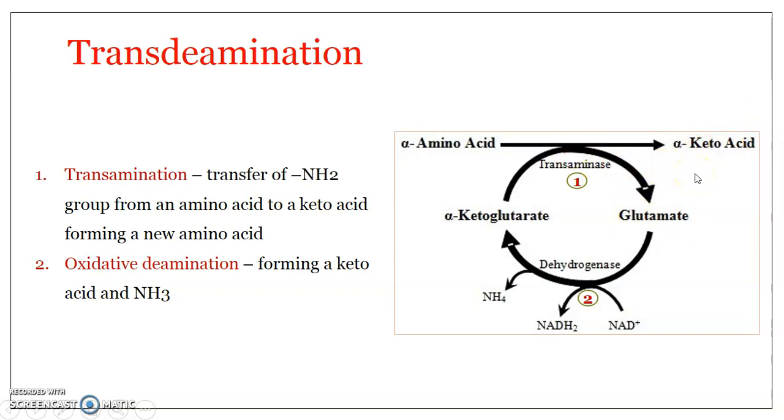Now the second step is oxidative deamination. This is the second step. Here it undergoes oxidation, that is NAD to NADH2, and deamination. Here ammonia is released.